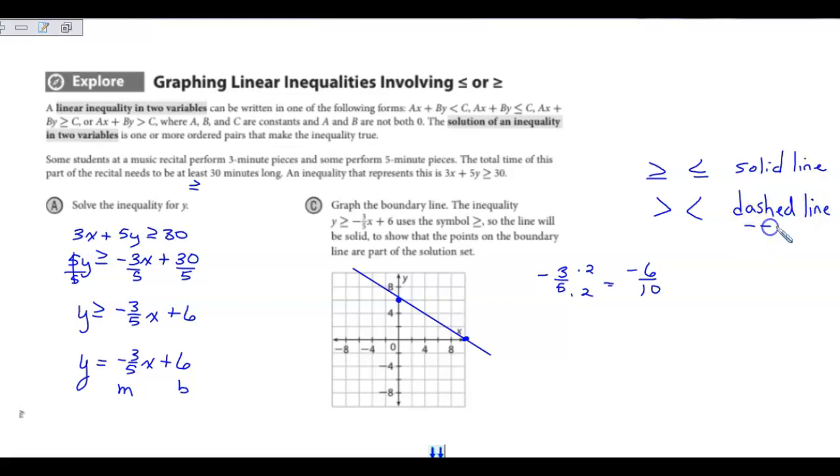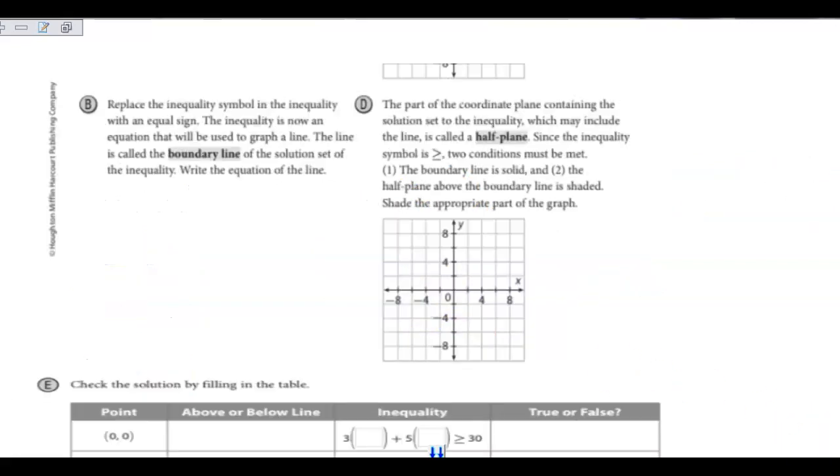So it would have been a dashed line. So a solid line, a dashed line. Because this is greater than or equal to, I used a solid line. Now I'm going to go ahead and put that line back in here so I can show you.